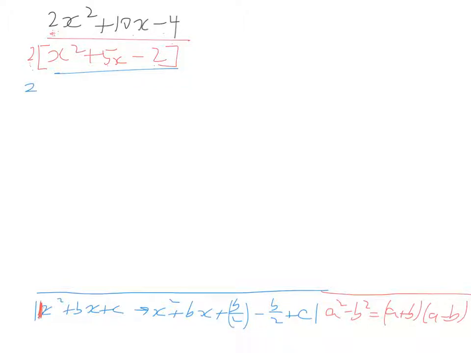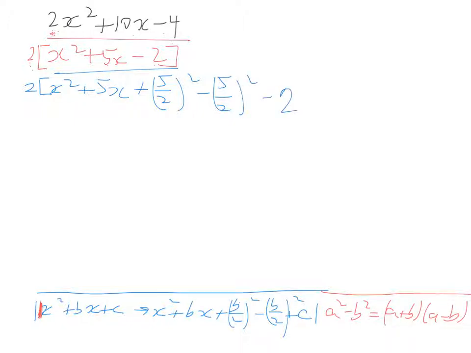So we're going to say 2, and x squared plus 5x, and now we're going to do our b on 2 squared minus b on 2 squared. So we'll say plus 5 over 2 squared minus 5 over 2 squared minus 2. So that's our C term. Close off the brackets.